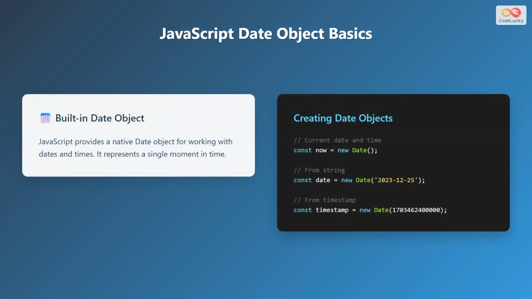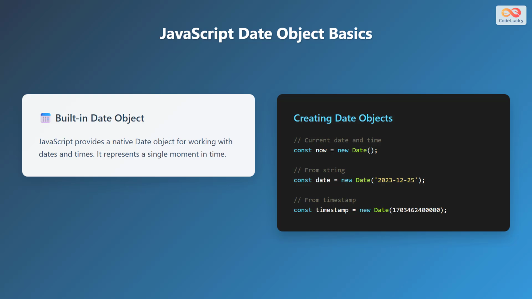Let's start with the basics. The JavaScript Date object. JavaScript provides a built-in Date object for working with dates and times. The Date object represents a single moment in time. There are several ways to create a Date object. You can create one with the current date and time using new Date(), with no arguments. To create a date from a string, you can pass a string representation of the date to the new Date constructor. For example, new Date('December 25, 2023') will create a Date object representing December 25, 2023.